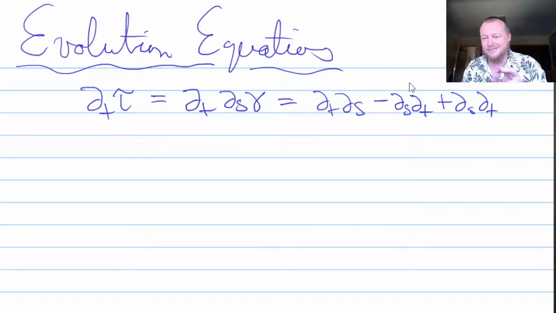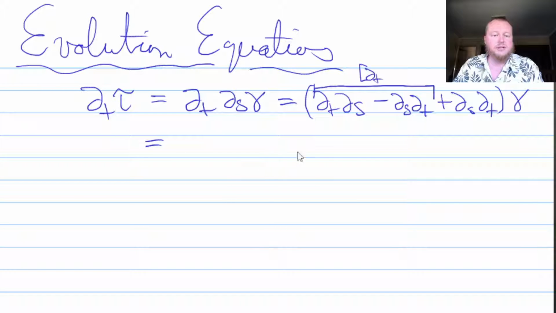This is a very common trick that mathematicians love to do: add and subtract the same thing. But the reason for doing it is that this first pair of terms is the commutator and is very, very nice. This is applied to gamma. So we can write that as the commutator.